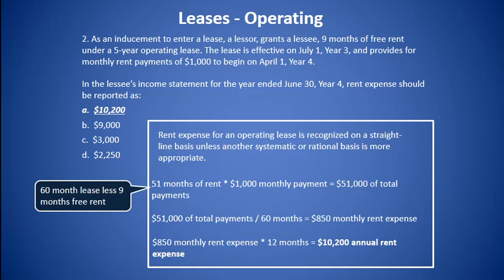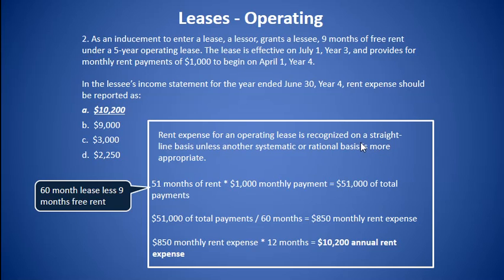Okay, let's take a look at the answer to number 2. And the question again is, in the lessee's income statement for the year ended June the 30th, year 4, rent expense should be reported as, and the answer would be $10,200, which would be A. Now, rent expense for an operating lease is typically recognized on a straight line basis, unless there's some other systematic or rational basis that would be more appropriate.